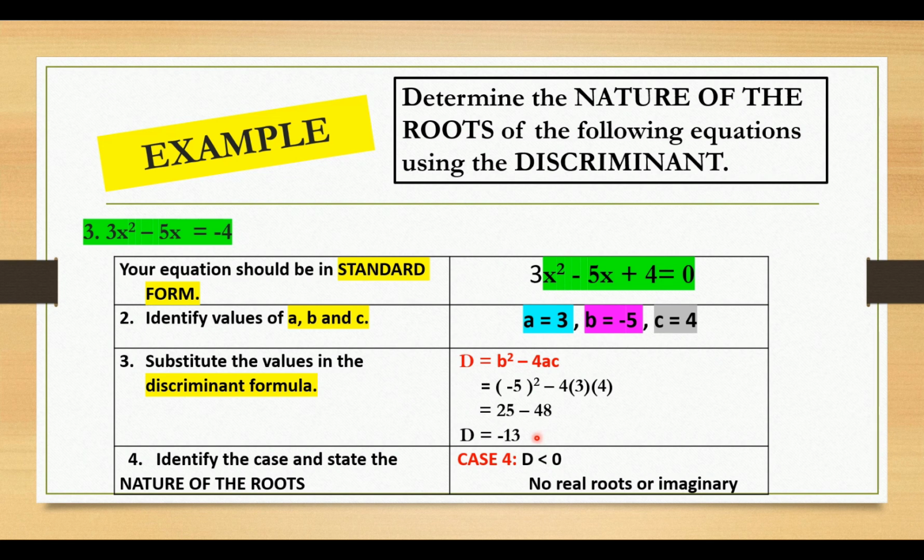And where does this number fall among the 4 cases? It will fall on case number 4, which states that when D is less than 0, there are no real roots, or the roots are imaginary. Why case number 4? Because we have a negative answer, and a negative number is always less than 0. That's why we got case number 4.